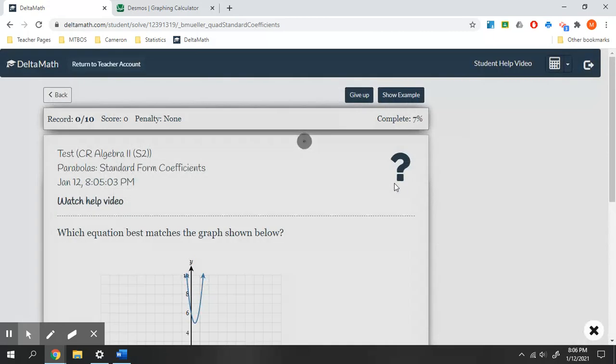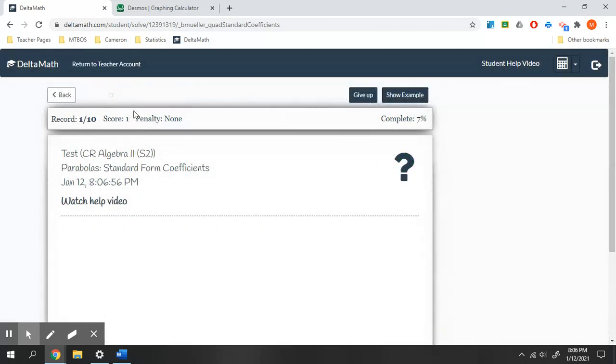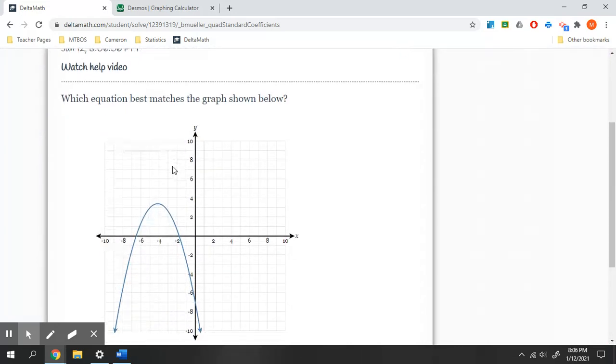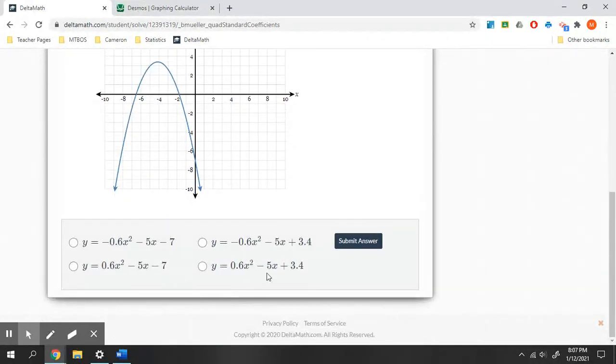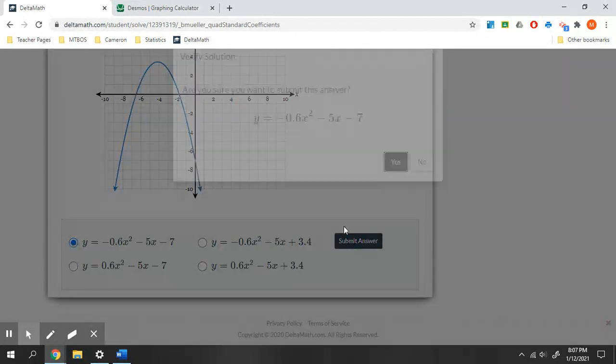All right, we'll do one more together. Next problem. So before you start looking at the answers, here's what I see. We know that we're going to need an A value that is negative, since this is concave down. My y-intercept is -7. All right, so looking at here, well, -7, it's got to be one of those two. And then since it's concave down, this is the one that has the negative A value. So my first answer is the correct one.